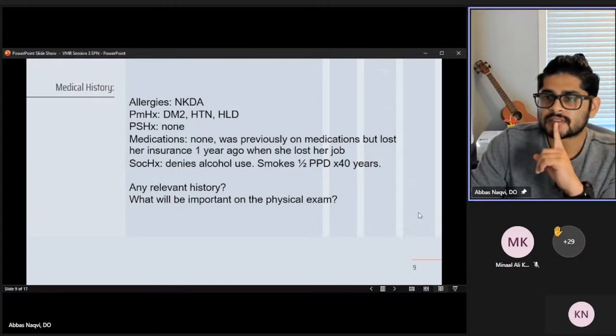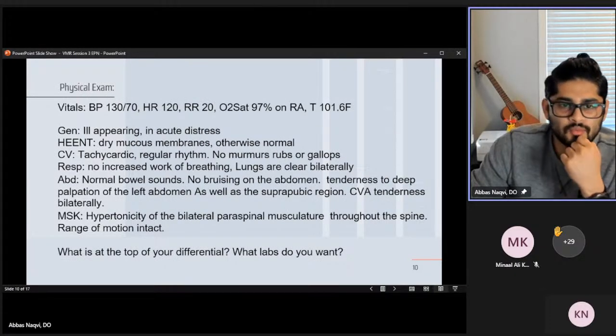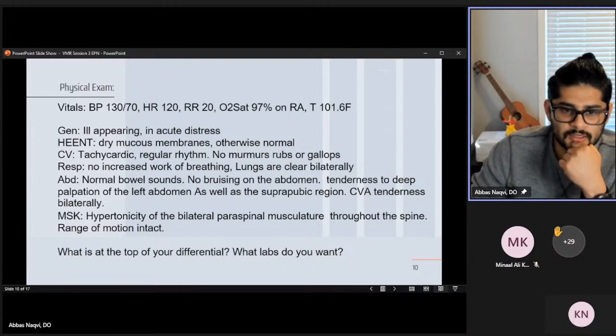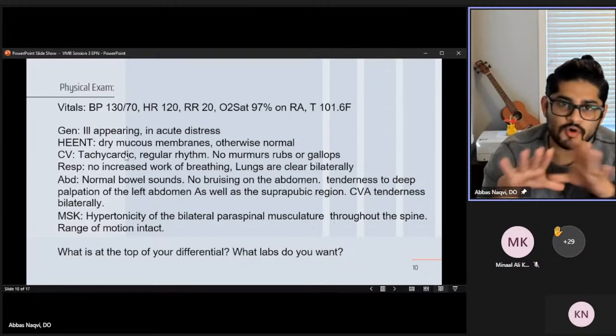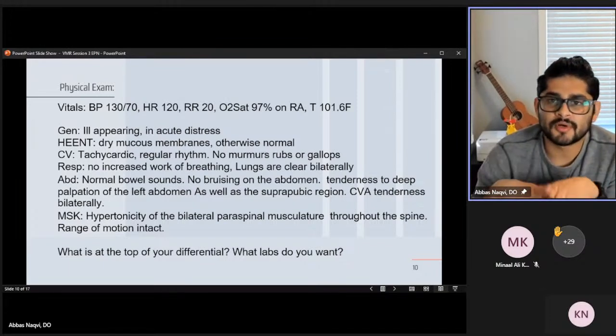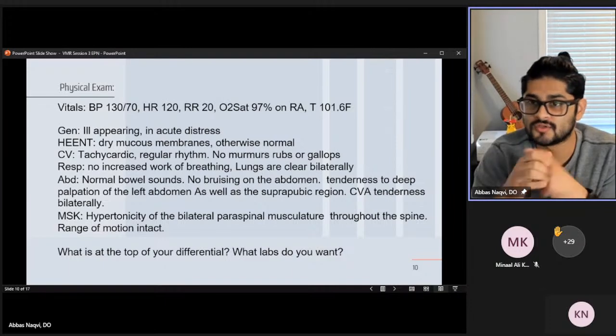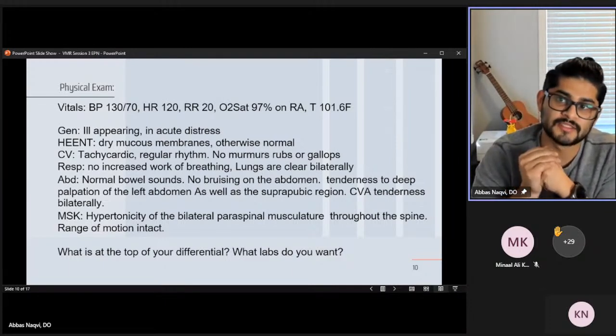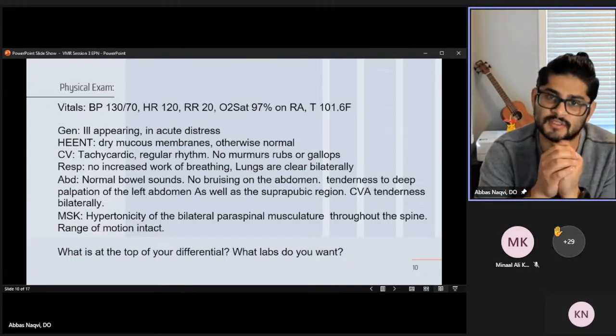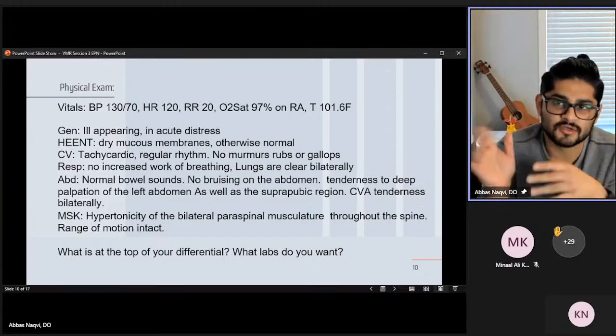Okay, so let's move forward, and we're going to go to Ashleen. We're just going to focus on the vitals right now. Blood pressure is 130/70, heart rate is 120, respiratory rate is 20, O2 sat is 97 on room air, and temp is 101.6. So first of all, is this patient sick or is she not sick?